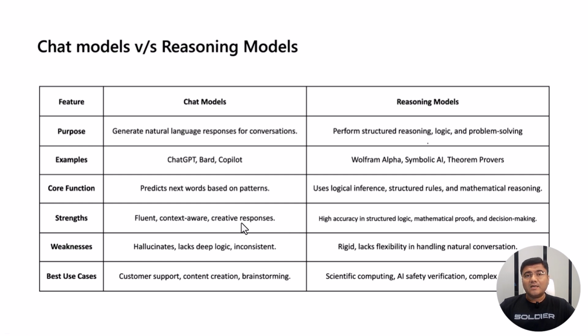On the other hand, creativity is not there in the reasoning models. Reasoning models always use logical inferences, structured rules, and mathematical reasoning. That's where reasoning models are going to give you high accuracy. This shows me that this is my choice now. I want to go for more creativity or I want to go for high accuracy.